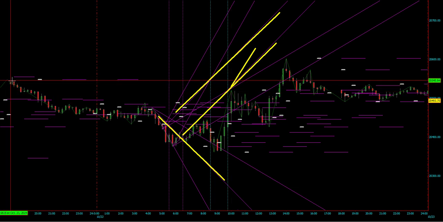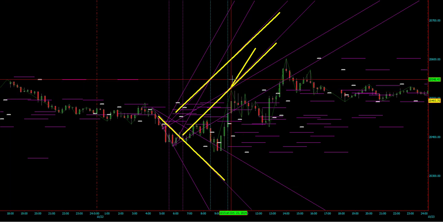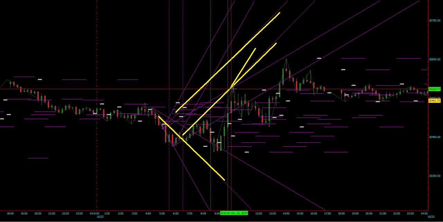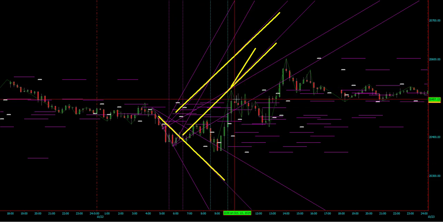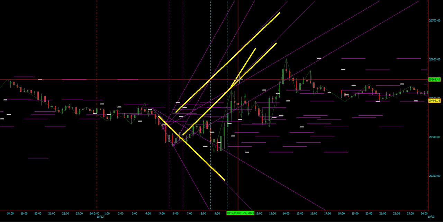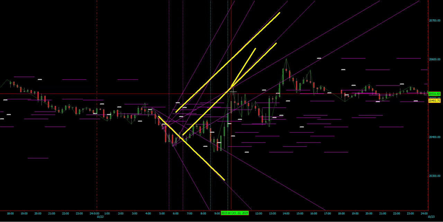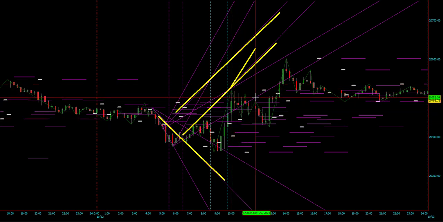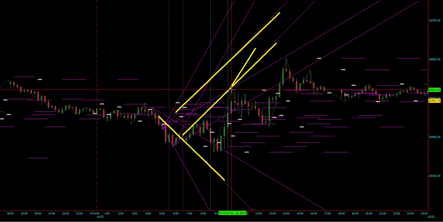Looking at this pivot, this is maybe too much of a big stop. Now if you're using your robots, they already have a static loss. They take 19 tick loss, however you define your templates. But if you're doing it manually, you've got to put on a flexible stop.